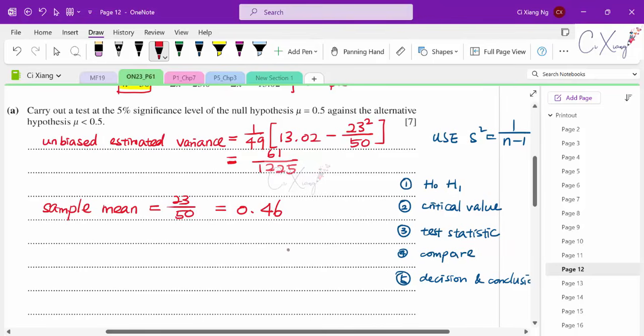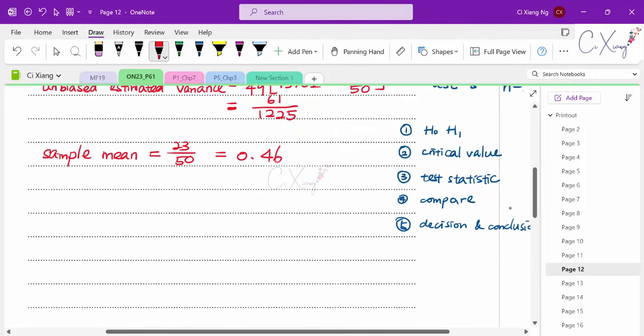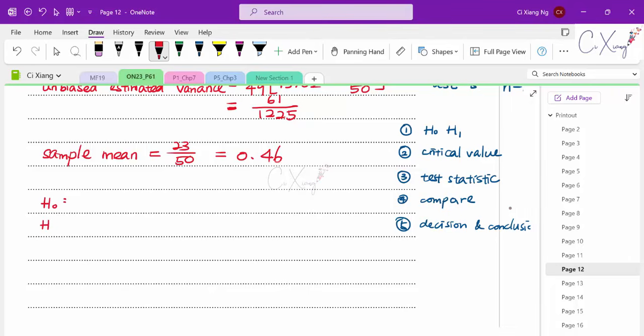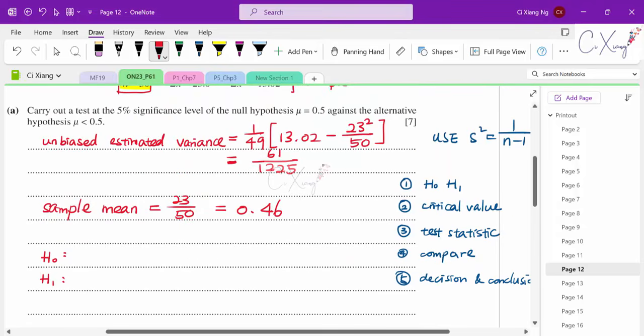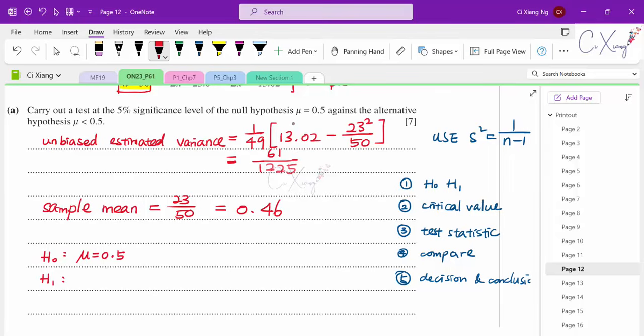Okay, so let's start. First step, set up the null and the alternative hypothesis. I think it has already been given in the question. So the null is mu equals 0.5, and the alternative is mu less than 0.5. So this is the first step.